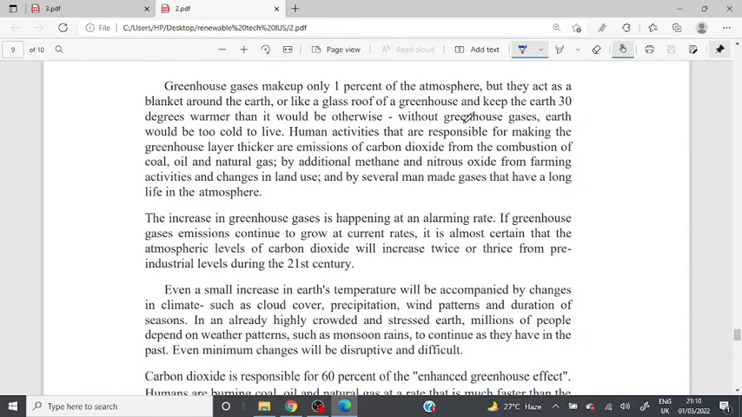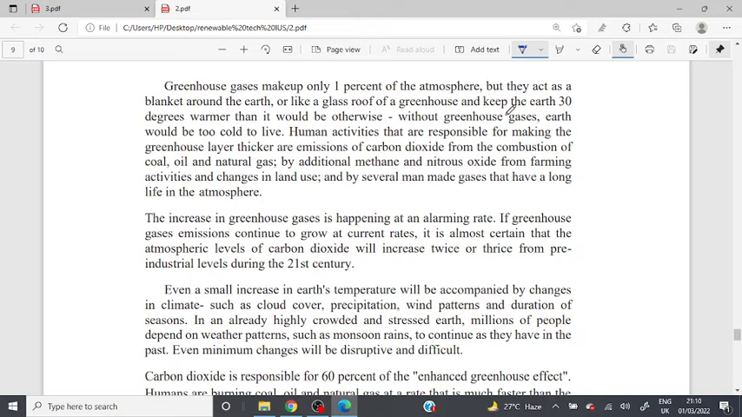Without the greenhouse gas effect, it would be too cold to live. So, like I said, we need some amount of this greenhouse gas as a blanket to trap some of the radiation inside the Earth's atmosphere, so that the Earth's temperature is not too cold.